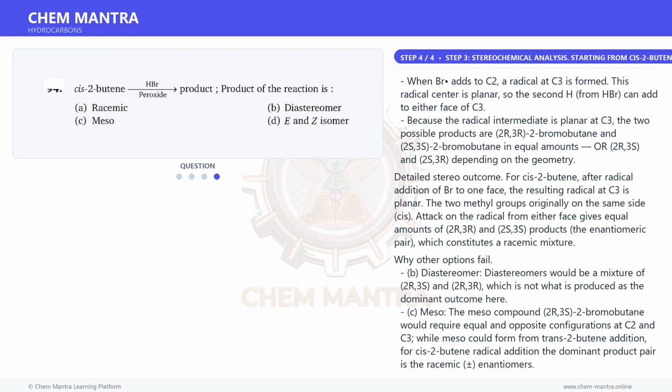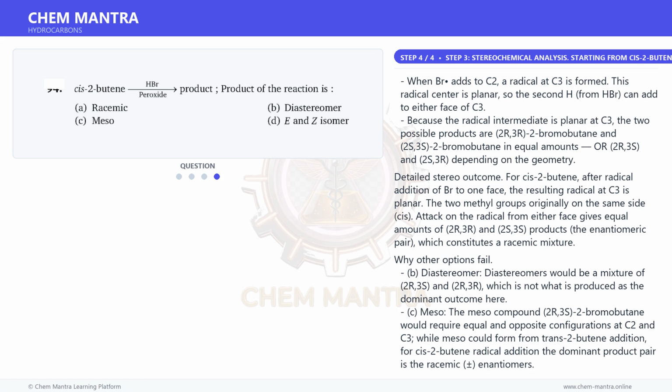And for the final step, when Br adds to C2, a radical at C3 is formed. This radical center is planar, so the second H from HBr can add to either face of C3. Because the radical intermediate is planar at C3, the two possible products are 2R, 3R, 2-bromobutane and 2S, 3S, 2-bromobutane in equal amounts, or 2R, 3S and 2S, 3R depending on the geometry.